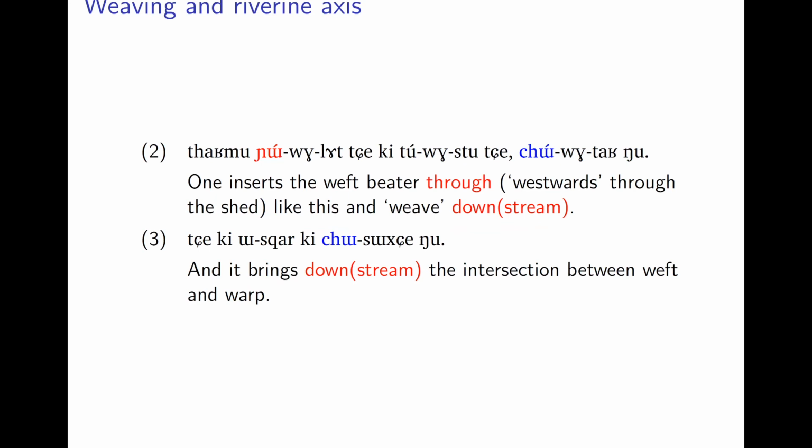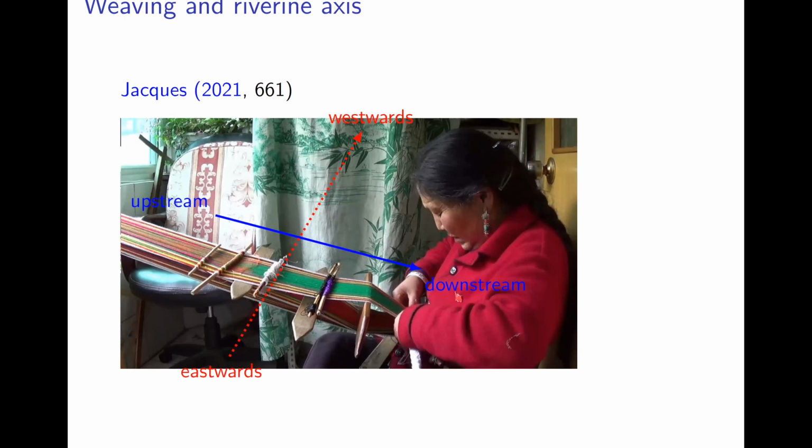So in fact, in the Japhug grammar, I already mentioned this phenomenon that we have an upstream-downstream orientation corresponding to the direction of the warp. But in fact, we have all four orientations used when we describe the weaving process. The eastward-westward orientation represents the orientation of the weft that goes perpendicular to the warp. And up and down can also be used. I haven't represented it because it would be difficult to see.